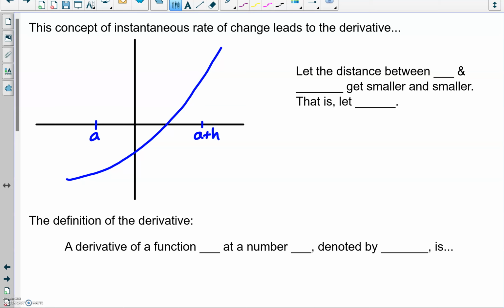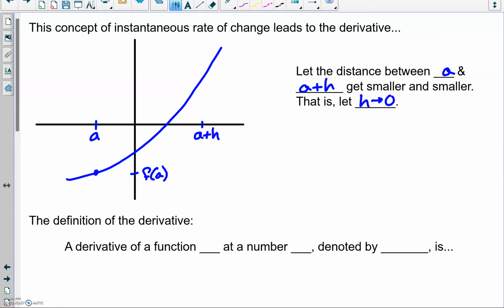And what we're going to do here then is we're going to have this a related to an f of a. And we're going to let the distance between a and a plus h get smaller and smaller. So similar to what we did on that last slide, but now using this new notation that we're going to see in the definition. And essentially, we're going to get h going to 0. We're going to let this h approach 0.